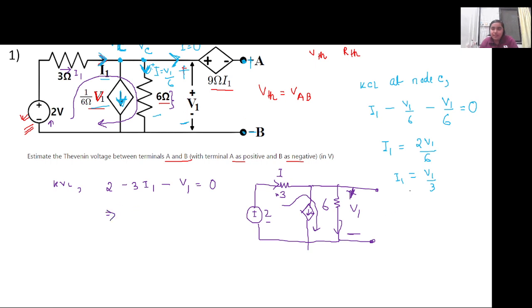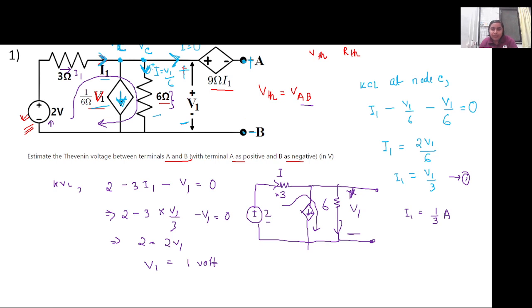Now if I replace I1 from equation 1, we get 2 minus 3 into V1 by 3 minus V1 equal to 0. So it is 2 equal to 2V1. So V1 is equal to 1 volt, right? Since we have V1, we can calculate I1. I1 will be equal to 1 by 3 amps. So now that we have V1 and I1, we can calculate VAB.